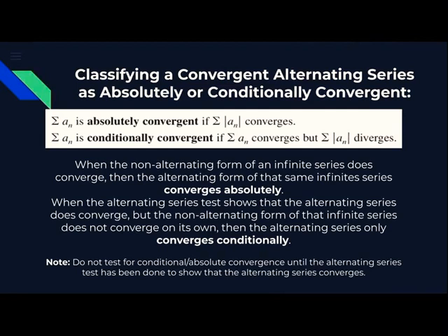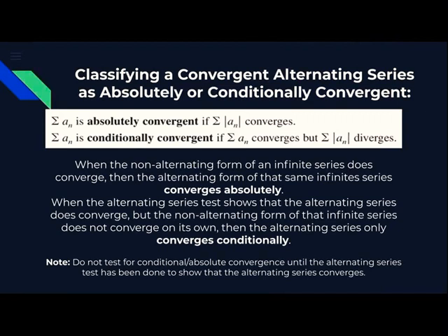Alright, now here's my explanation for classifying a convergent alternating series as absolutely or conditionally convergent. So, in this case, a sub n is the whole alternating series. It's the whole entire function, including the -1 to the n or to the n plus 1. So, the sum of a sub n is absolutely convergent if the sum of the absolute value of a sub n converges, meaning it's always positive, it's no longer alternating.